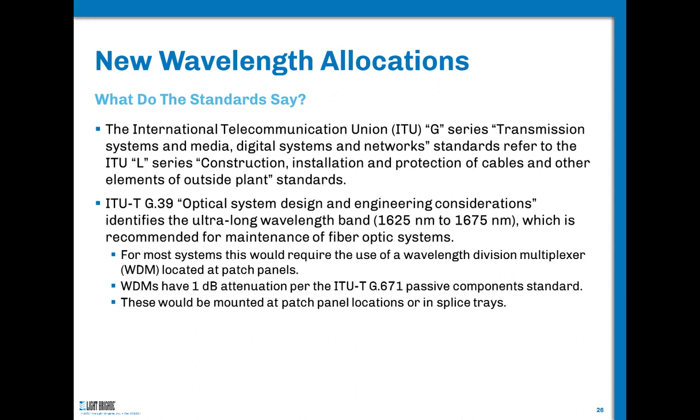But at the same time, these maintenance bands are being assigned so that you can remotely monitor systems with an OTDR out of band, so you can be on a live fiber, but at a different wavelength. In this case, the WDMs would have to be placed at a patch panel, and they normally add about 1 dB of attenuation to go through a WDM. But you can also get these in racks with integrated OTDRs, and we'll show a picture of one of these as we progress as well.